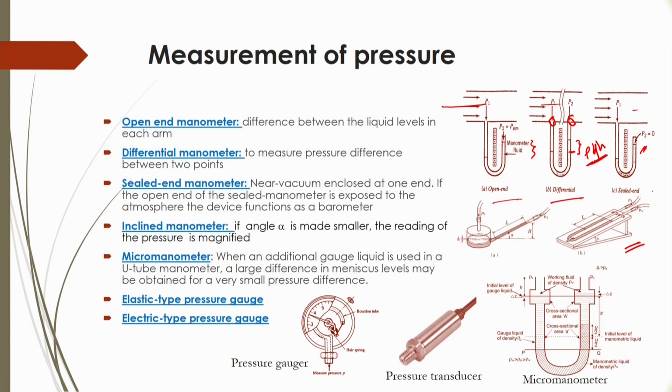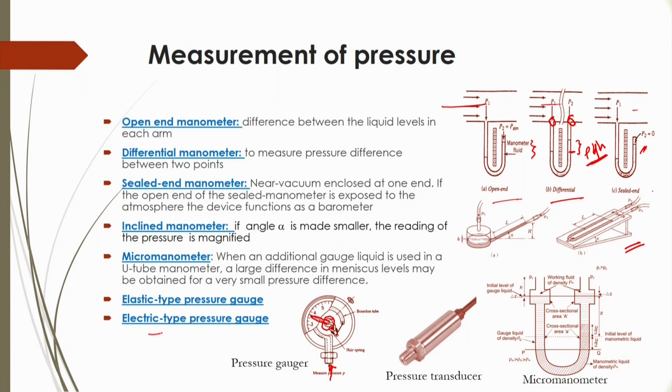And another type of pressure gauge is called the elastic type pressure gauge. That means by the elastic behavior of this, it is called one leg. So, by the spring force, it will move if any pressure is exerted on it.